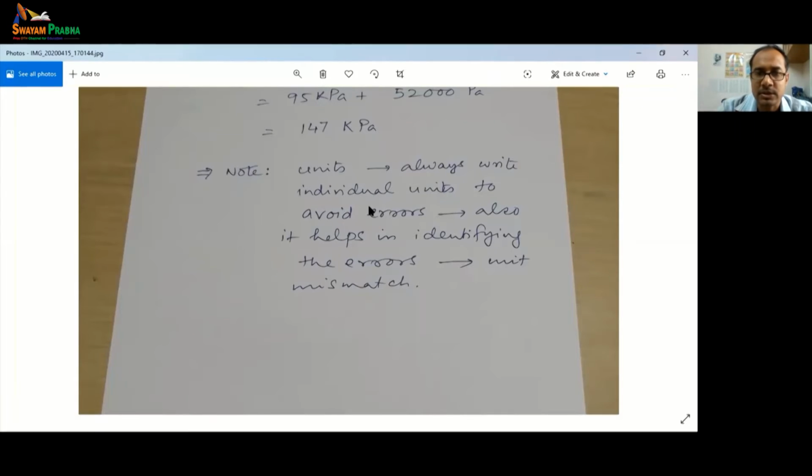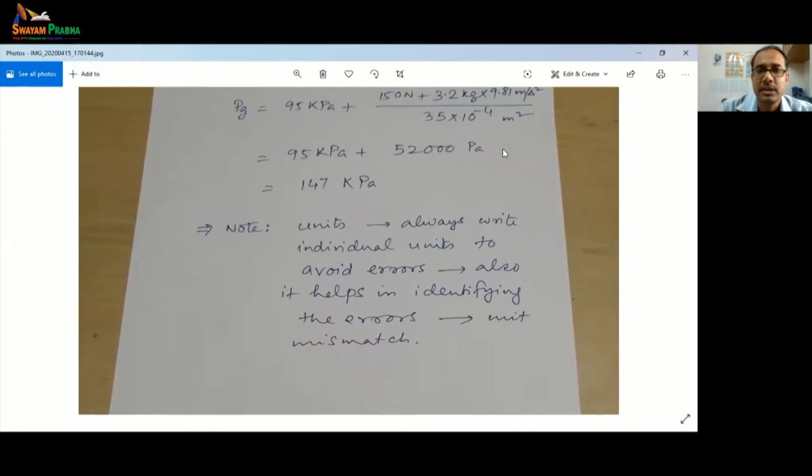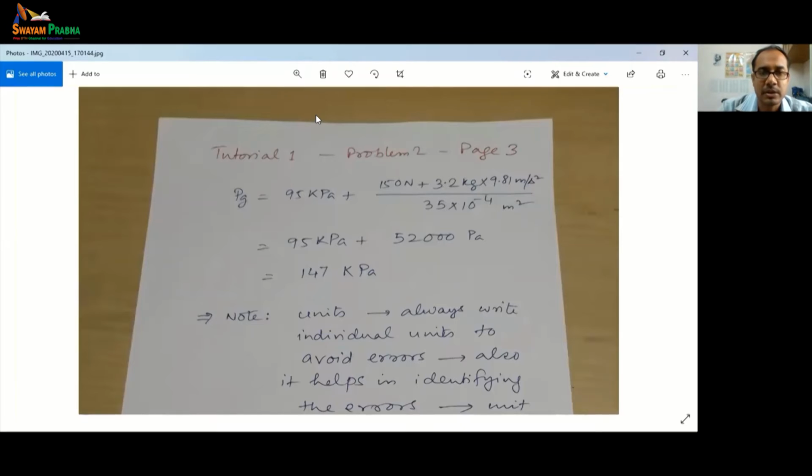This is the point I have written here as well, which we will consistently follow throughout this tutorial series: always please write the individual units to avoid any error, and that will also ensure that you will be given part marking. Without a unit, a number does not mean anything to a scientist or an engineer. So please write the individual units. That will help you identify errors due to unit mismatch. If you miss something, it will be identified just from the unit.